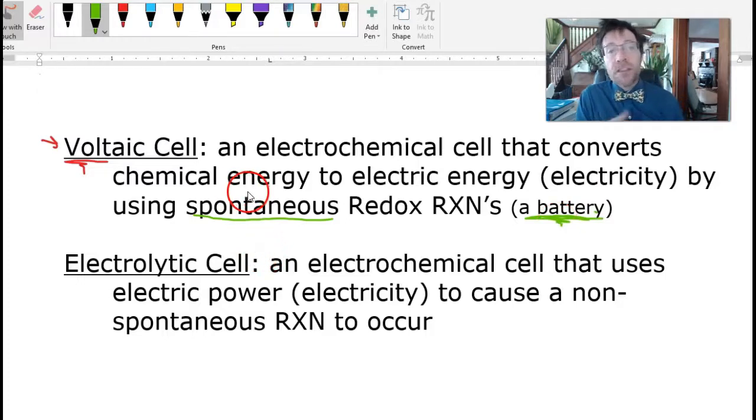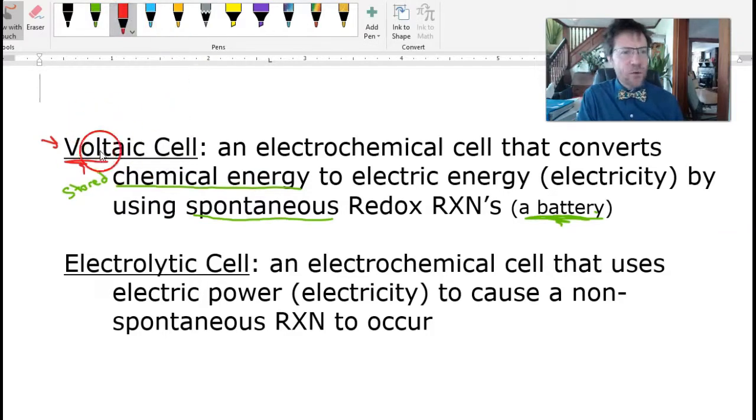Now, this is the part that is not super common knowledge: we're starting with stored chemical energy, and that chemical energy is turned into electricity. You guys dig what I'm saying? Sweet. Now, the next one that we're going to look at, not today. Today we're sticking just with the voltaic.